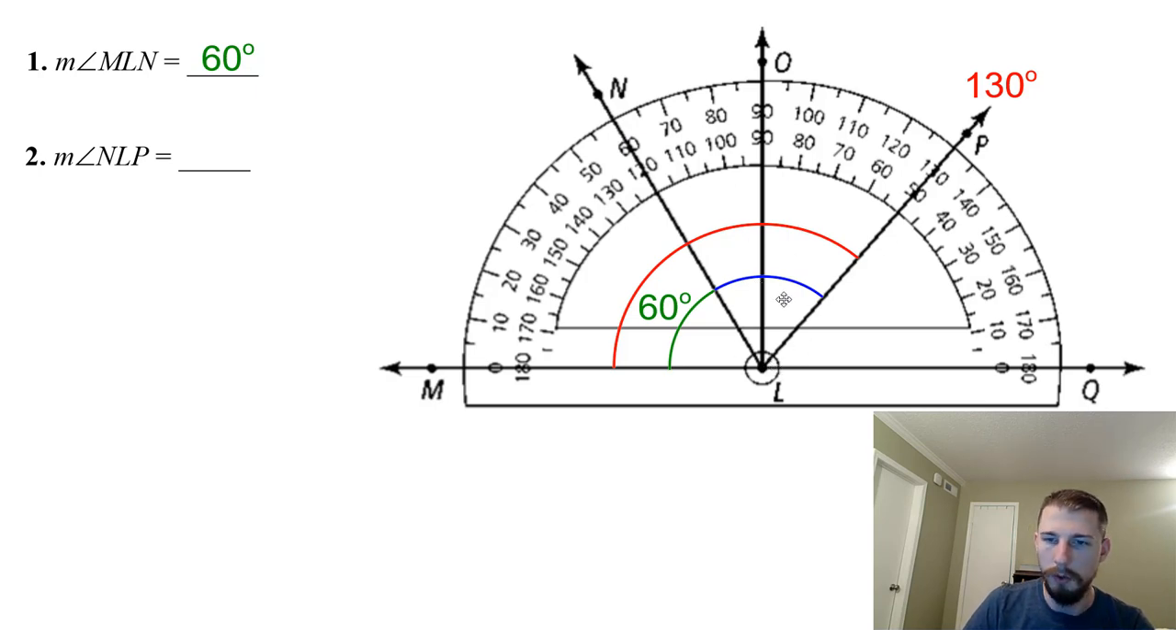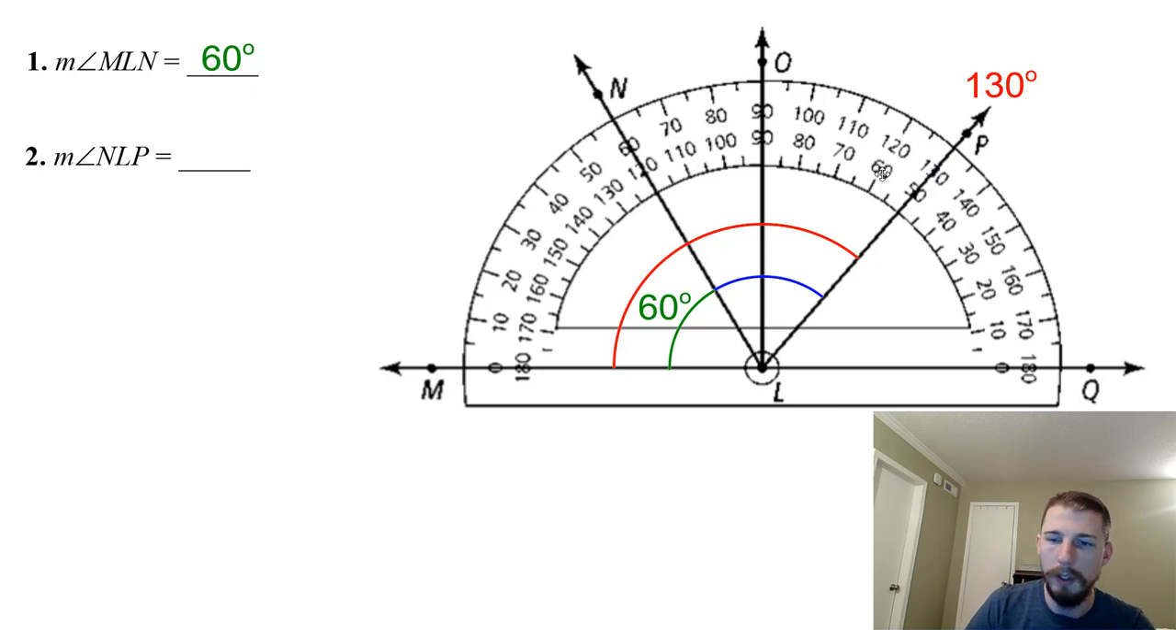Well, in order to find the blue one, it's a little bit difficult because we start at 60 now, right? And then we're going on past 60 all the way to 130. So you could count: 10, 20, 30, 40, 50, 60, 70 degrees. Okay, and that is correct.